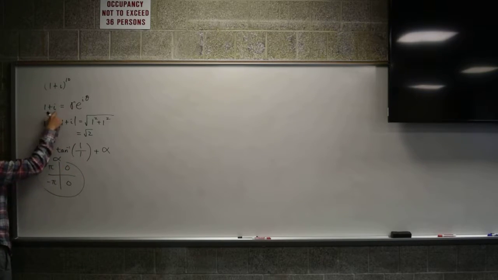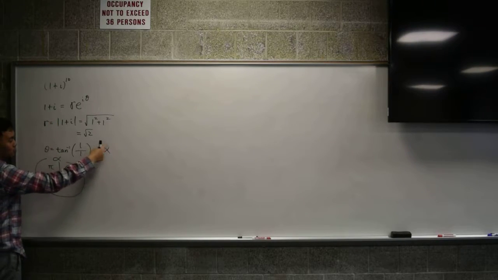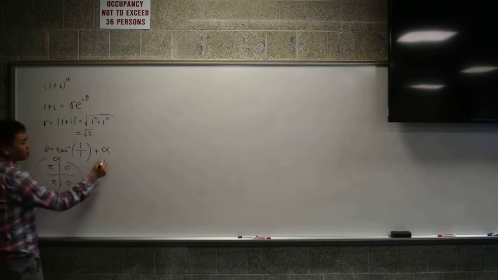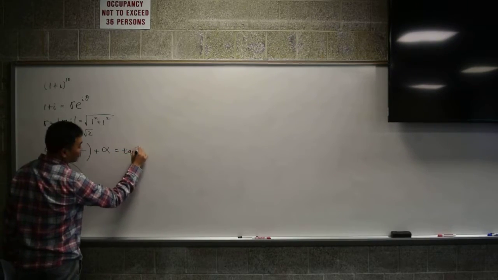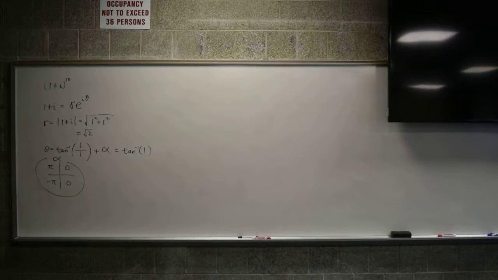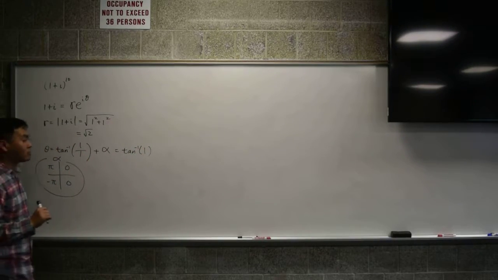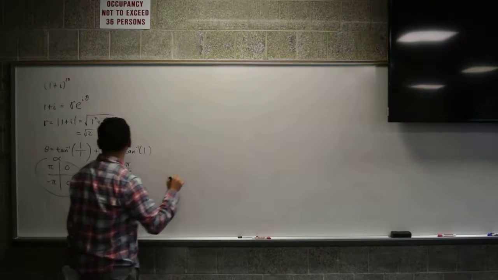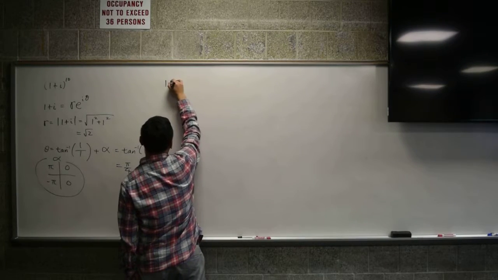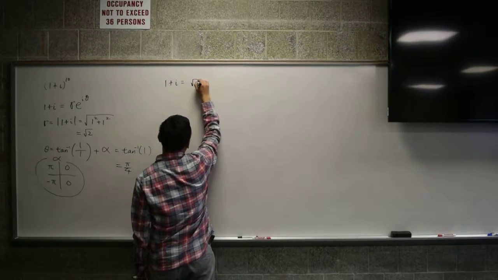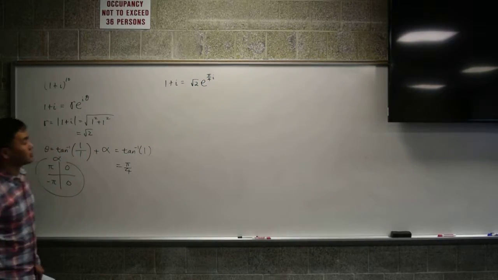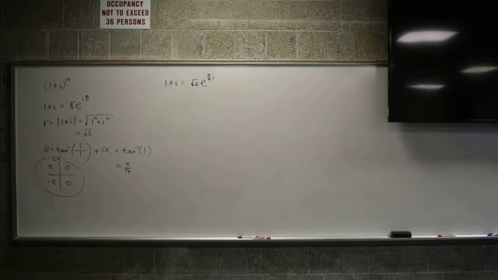Which quadrant is this in? The first, because they're both positive, right? So you don't have to use any other value for alpha. It's just 0. So we end up with tangent inverse of 1, because 1 over 1 is 1. What's tangent inverse of 1? 45 degrees, or in radians, pi over 4. So that's how you change it to Euler form. 1 plus i is radical 2 e^(iπ/4). That's the Euler form of the number 1 plus i.